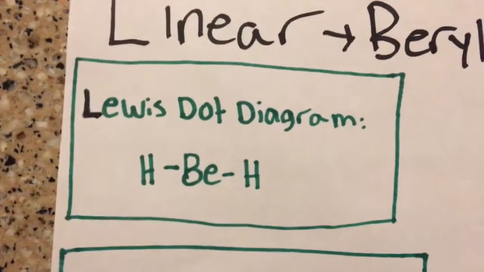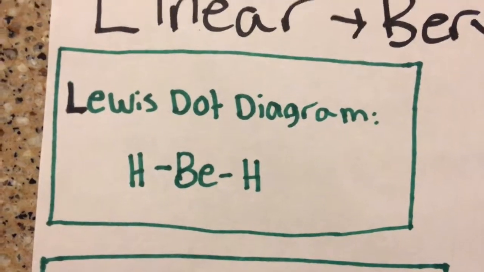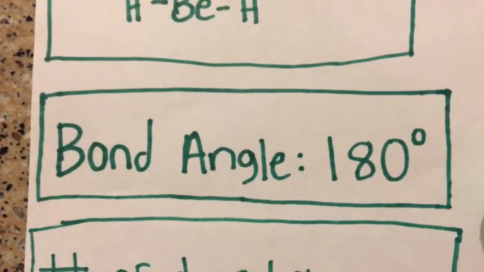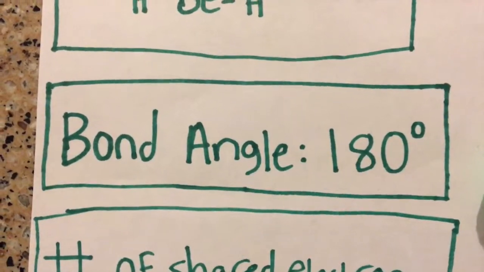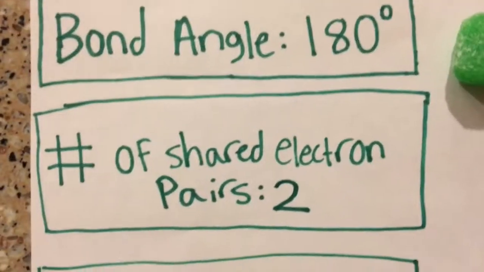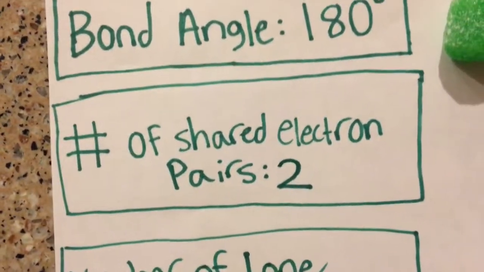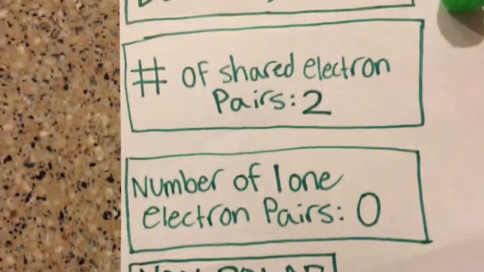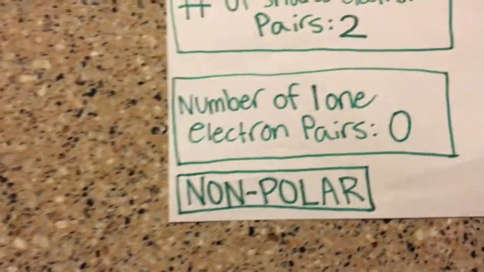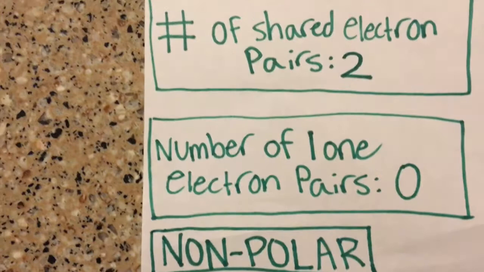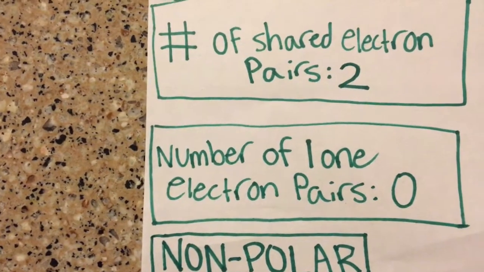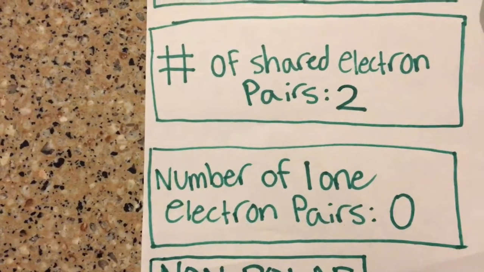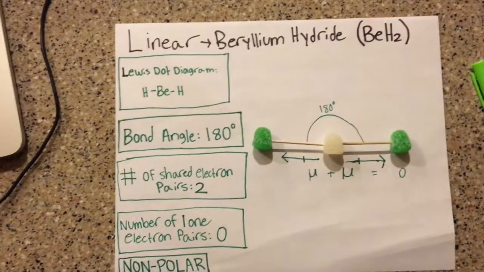And this is the Lewis dot diagram. And the bond angle is 180 degrees. And the number of shared electron pairs is 2, and the number of lone electron pairs is 0. And beryllium hydride is nonpolar, which is the same for all linear. And that is my linear.